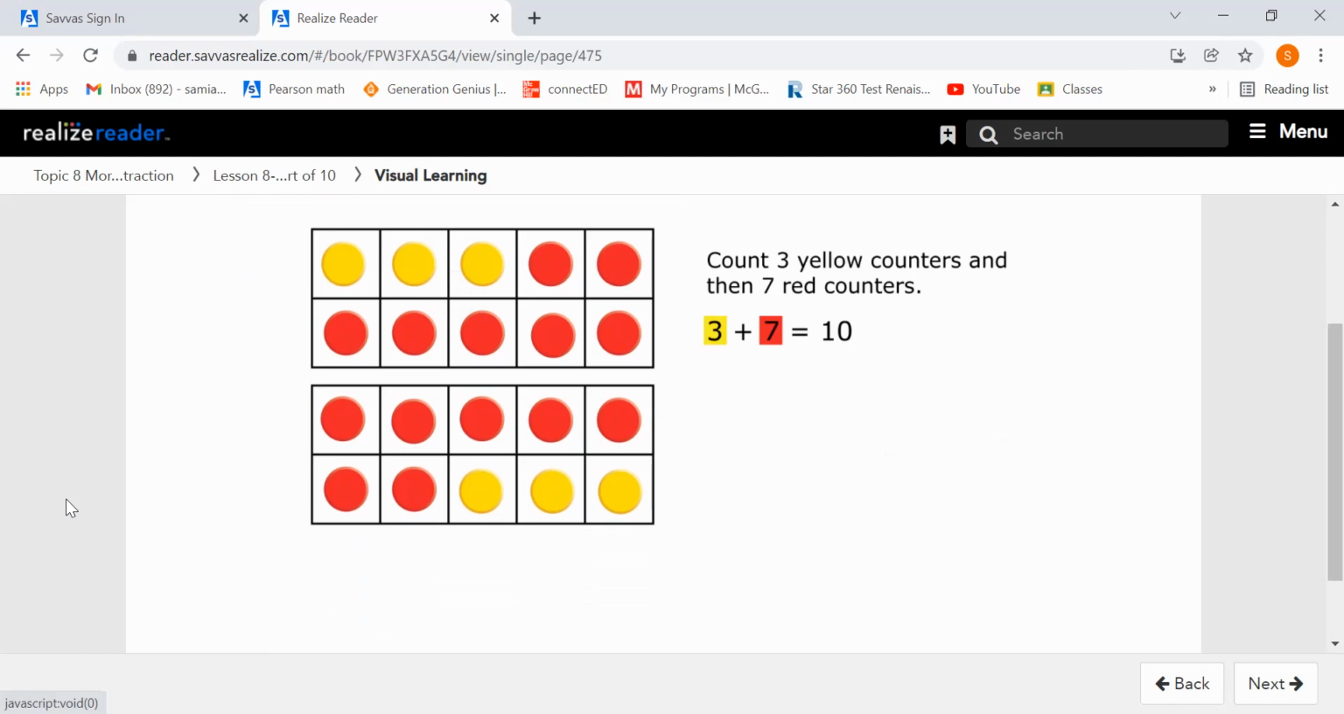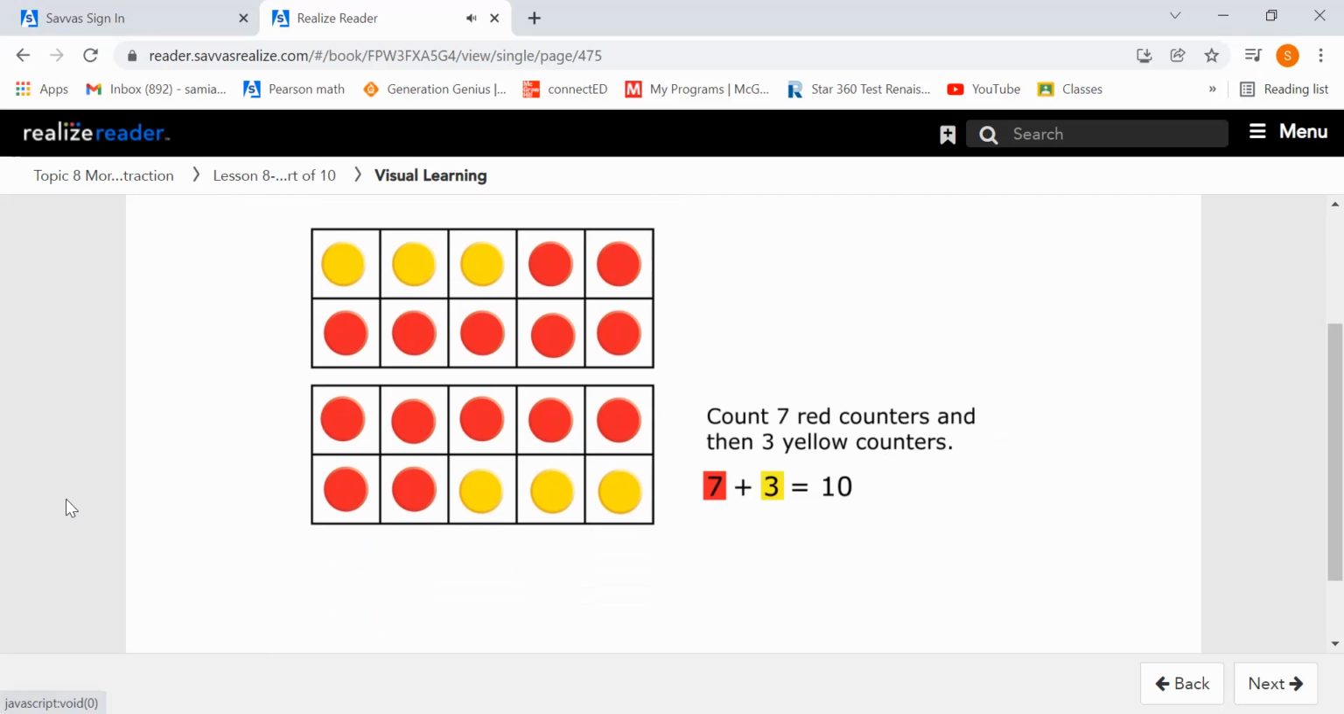Now, let's look at our second 10 frame and see how it's different. Count 7 red counters and then 3 yellow counters. 7 plus 3 equals 10. So it looks like the numbers are the same. They're just in different positions. It was 3 plus 7 in our first 10 frame, and now it's 7 plus 3 equals 10.